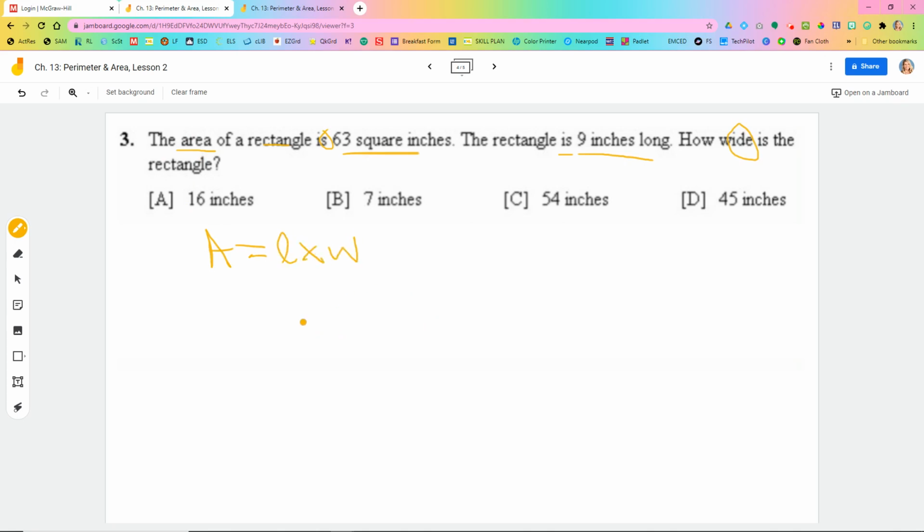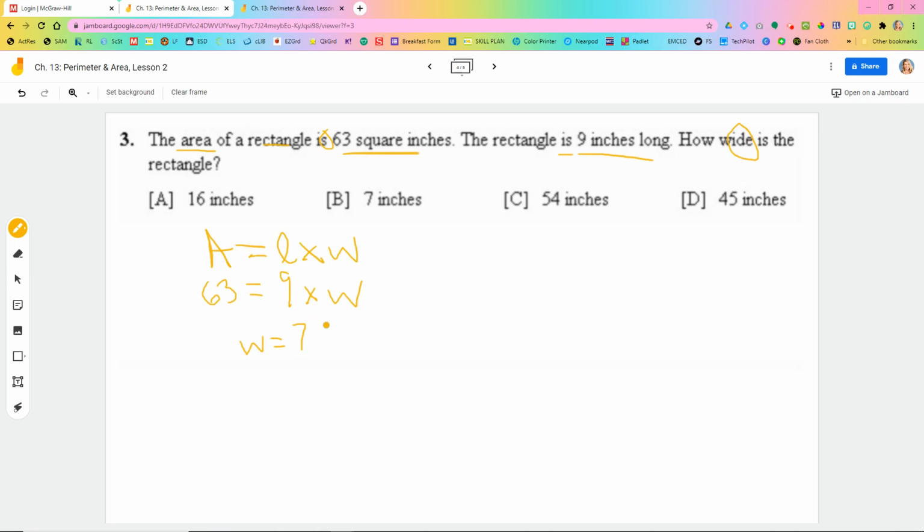So let's plug in what we know about the area. I know that my area is equal to 63 square inches. My length is 9, and I don't know my W. But whenever I plug in what I know, my W should be pretty obvious. My width is going to equal 7.